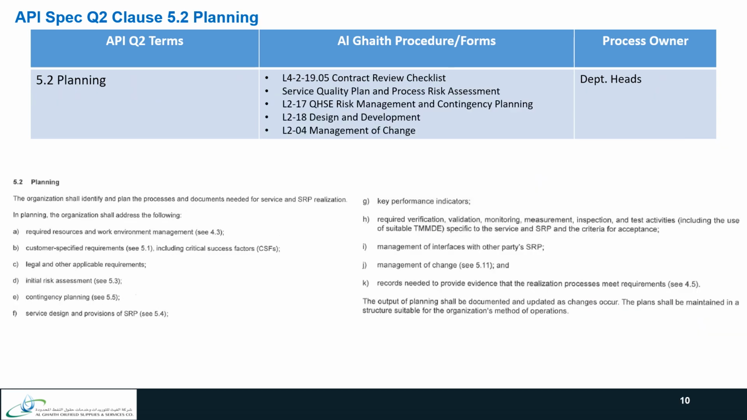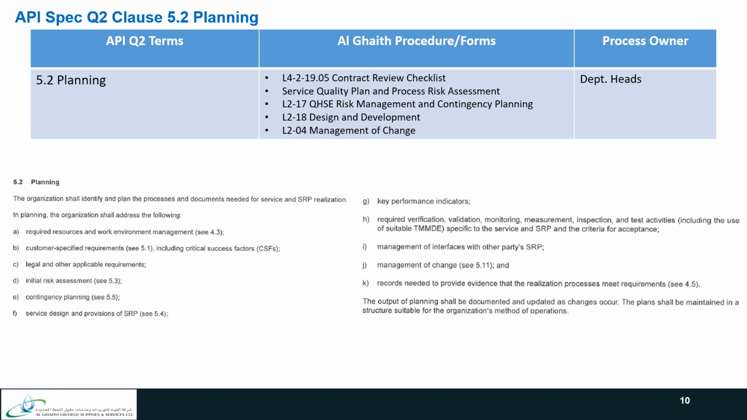Once contract is awarded, the company needs to plan in order to ensure proper service execution. API Q2 Clause. Planning. The organization shall identify and plan the processes and documents needed for service and SRP realization. Ghaith establishes the following procedure to ensure planning is performed accordingly. L4219.05 Contract Review Checklist. Service Quality Plan and Process Risk Assessment.